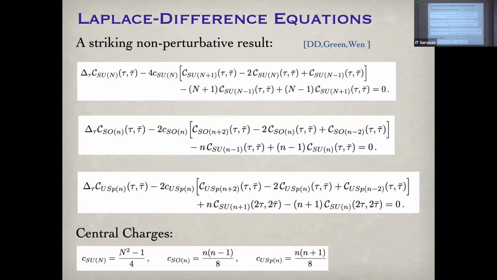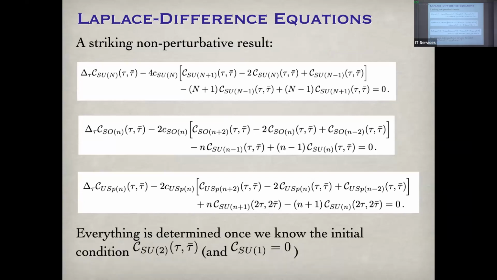From a practical point of view, this equation tells you that everything is determined once you know the initial condition. Once you give me the SU(2) correlator, everything is fixed. The only thing that you need to impose is that the trivial groups, SU(1), SO(1), and so on, all vanish. So if you do that, you can actually use this Laplace equation as a recursive way to find the SU(3), SU(4), and so on correlators.